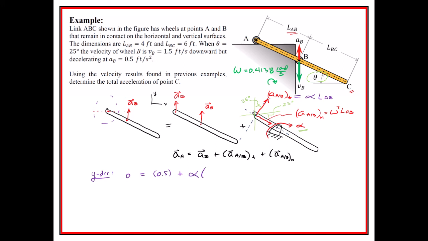Alpha times LAB, which is 4 feet, but only the cosine of 25 degrees of it. And then we're also going to have a negative, because you can see that the normal component is pointing downwards in the y direction. So this could be a negative omega squared, or 0.4138 squared, times our LAB, which is 4, and that's going to be the sine of 25 degrees.